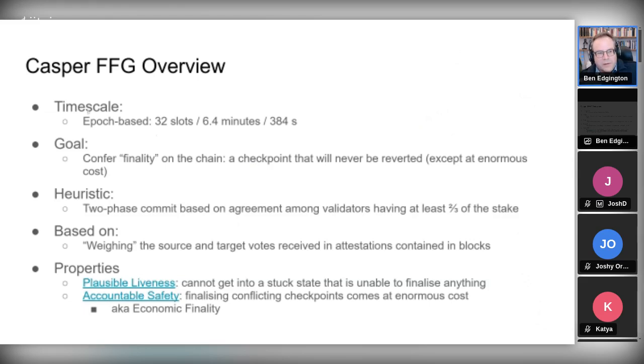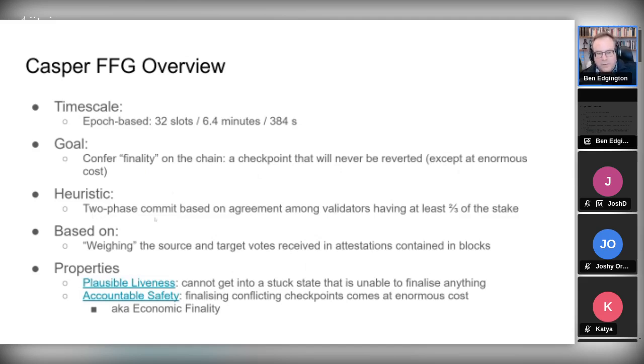So what are we doing with this? Timescales of Casper FFG: it operates on the timescale of minutes, epochs. An epoch is 32 slots and 6.4 minutes. So the timescale is 6 or 13 minutes. The goal is to confer finality on the chain. This means that the chain will have a checkpoint, and I'll tell you what a checkpoint is later, a checkpoint that will never be reverted. So it will always exist in the canonical chain and all of its ancestors, of course, except at enormous cost. We can revert a checkpoint, but if we do so, then there is an enormous quantifiable cost which some attacker will have had to pay in order to do that.